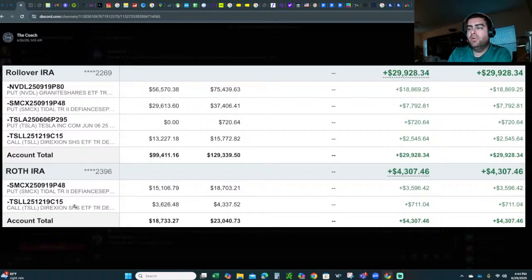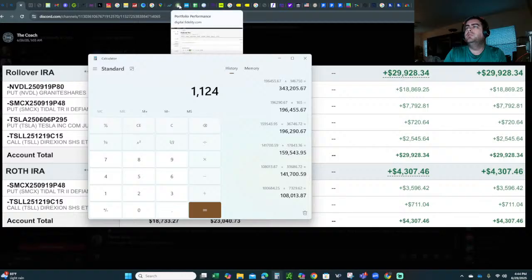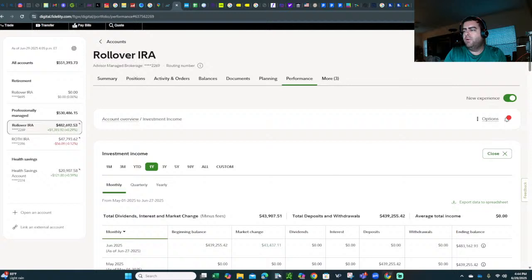Then in the Roth, you'll notice I do some very similar trades here. TSLL, I did the same thing, bought much less because it's a smaller account, of course. Same with SMCX. So if you add these together, folks, this is on the calculator. I'm going to break all this down, like I'm saying. If you add up the 112, to be exact, I like to be exact, 495.27.